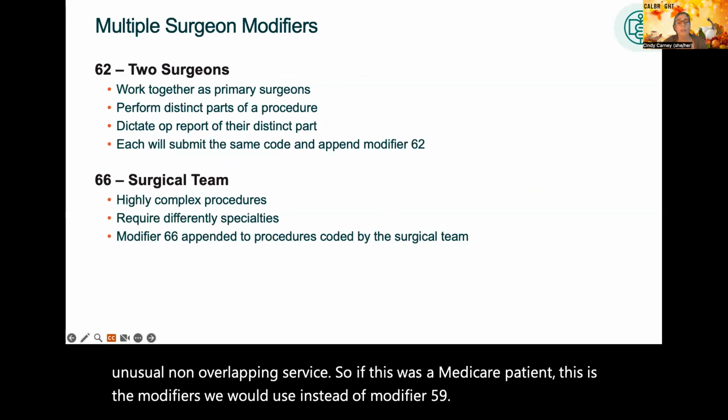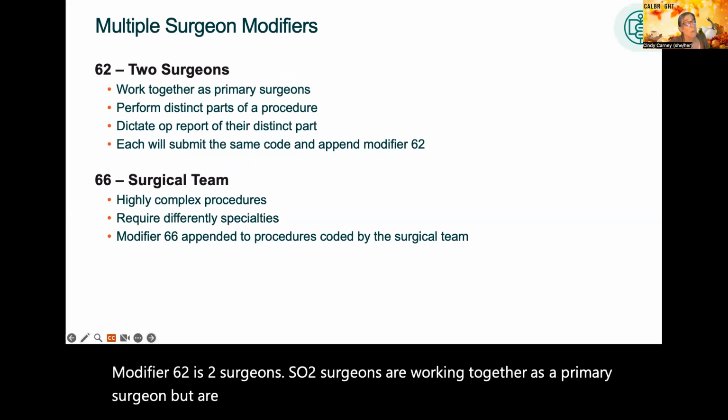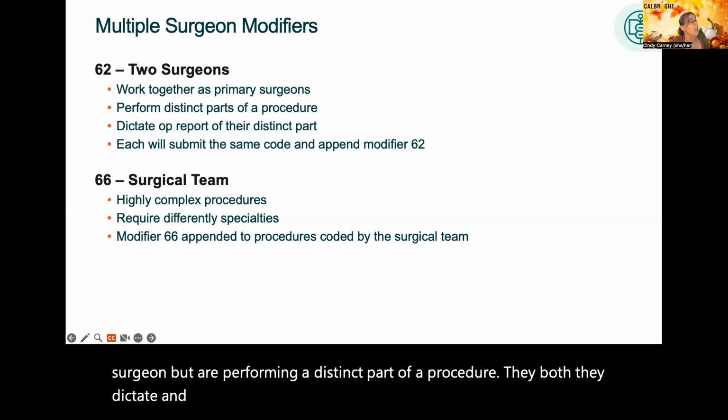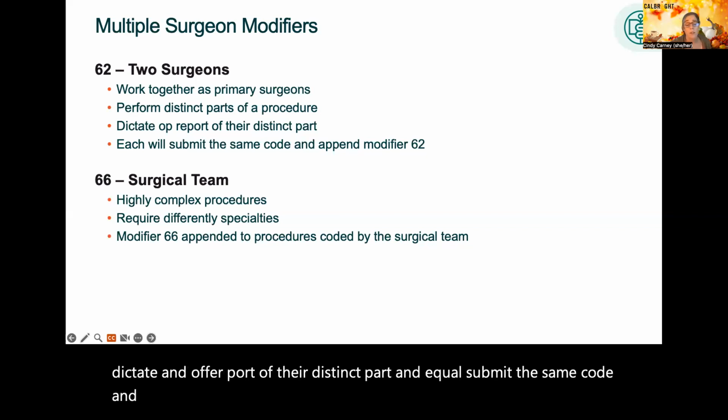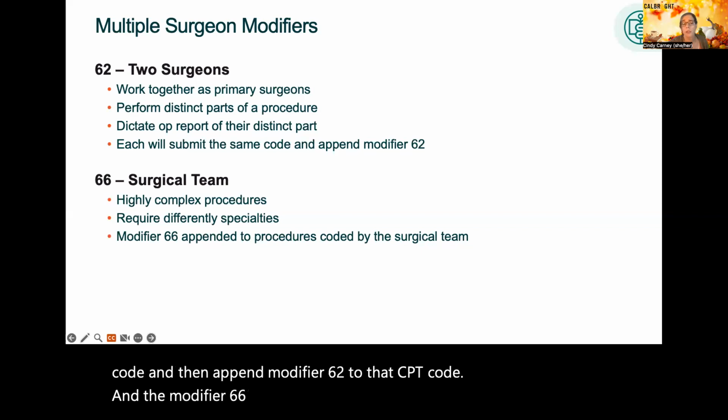Modifier 62 is two surgeons. So two surgeons are working together as a primary surgeon, but are performing a distinct part of a procedure. They dictate an op report of their distinct part, and each will submit the same code and then append modifier 62 to that CPT code. And then modifier 66 is for our surgical teams.